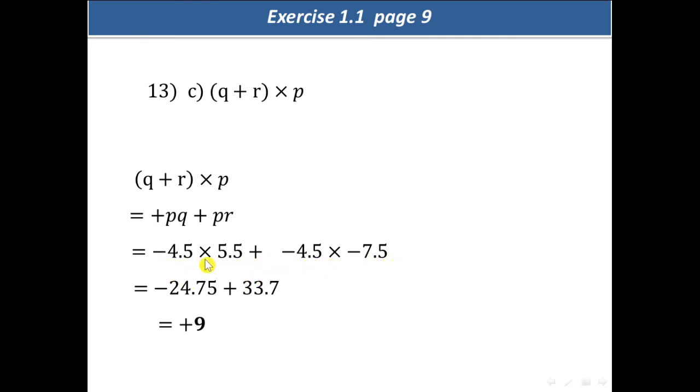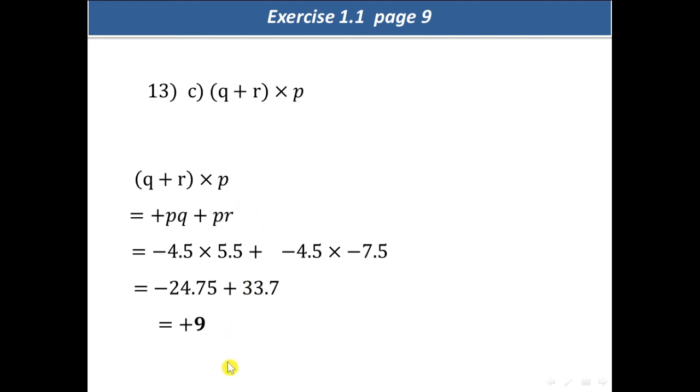Okay? Minus times plus is minus. Plus. Minus times minus is plus. So plus plus is plus. And then the answer will be minus 24 in the negative direction, and then plus 33 in the positive direction, which leaves me with plus 9 in the positive direction. That's why it's called directed numbers.